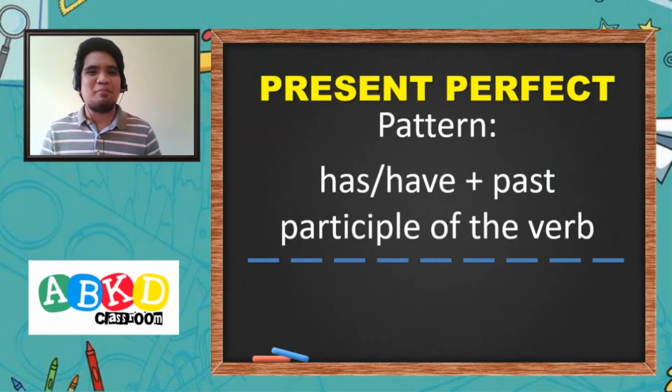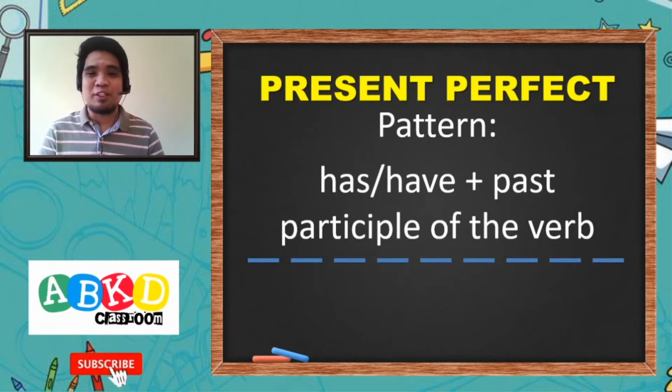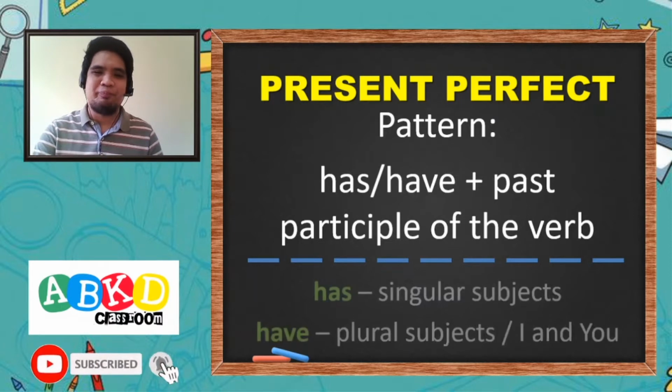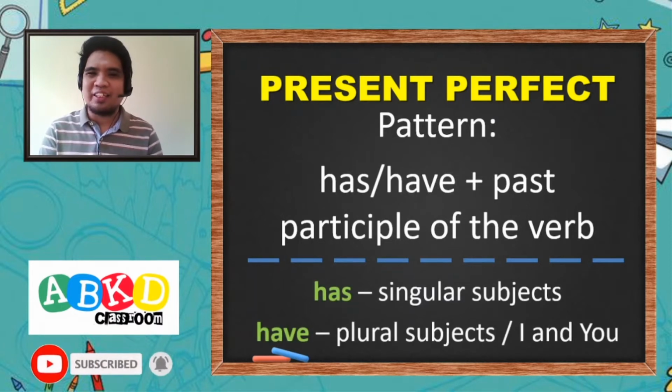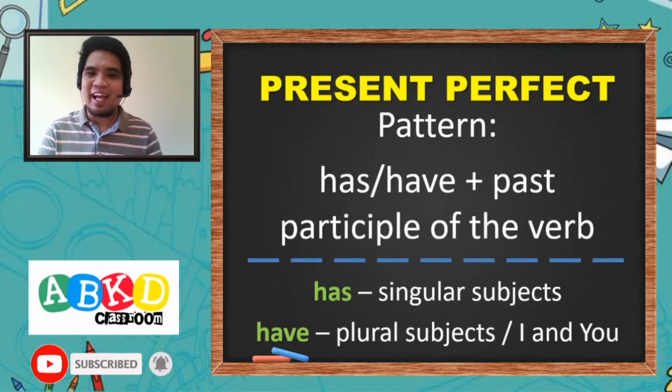Okay, so let's talk about the pattern. When we use present perfect tense, you're going to familiarize the has or have plus past participle of the verb. So, we're going to use has if the subject is singular and have if the subject is plural. Also, if your subject has an I or you, or the so-called first and the second point of view, you're going to use have as well.